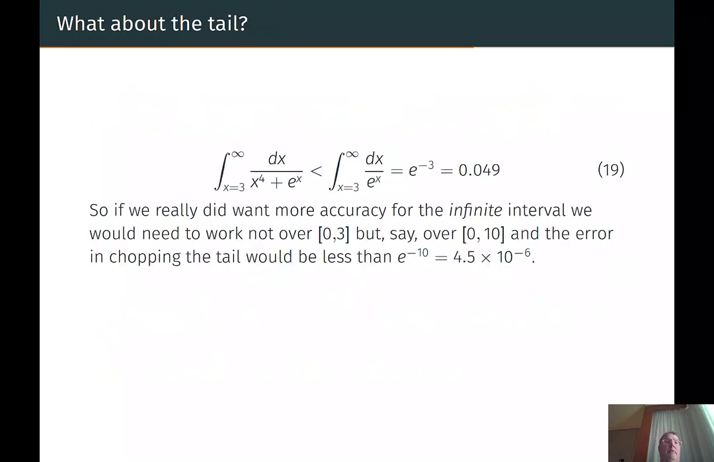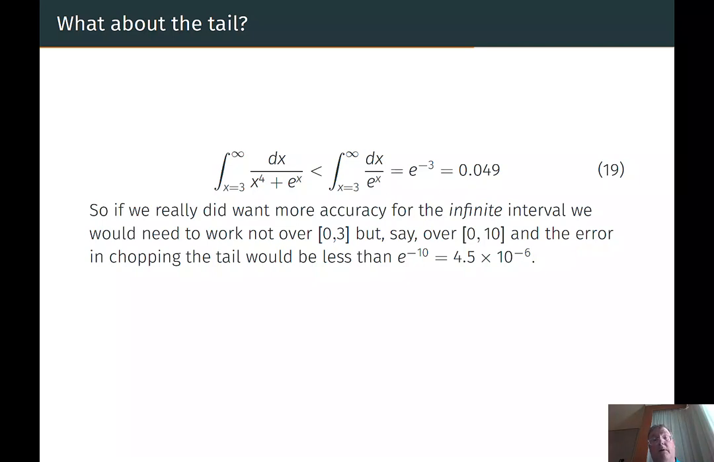But what about the tail? We've been cutting things off at 3 instead of going out to infinity. Well, the integral of the tail is less than the integral of 1 over e to the x, because x to the power 4 is bigger than one there. So if you add something that's bigger than one to e to the x, you get something that's bigger than e to the x. And if you divide by something that's bigger than e to the x, then what you get is something that's smaller.